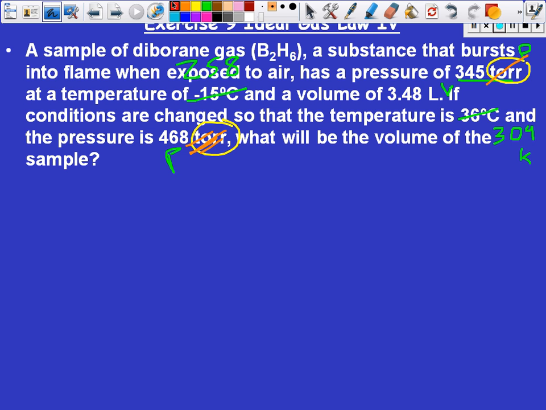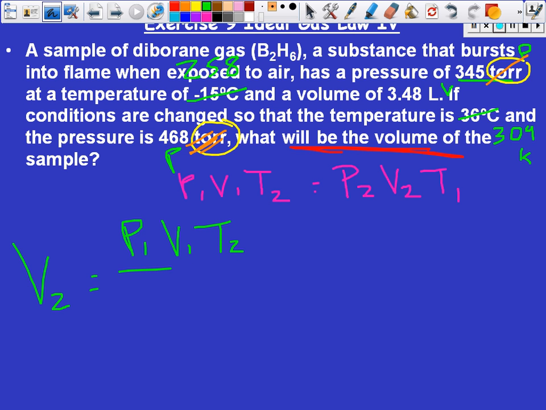And then the question is, what will the new volume be? All right, well, they've given us 2 P's, 2 T's, and 1 V, and they've asked for another V. Well, this is just your combined gas law, all right? So this is P1, V1, and then T what? Hopefully you said T2, because your tricky T's here. And so then you have P2, V2, and then T1. And again, what will the new volume be? So we're going to solve for V2. All right, so V2 is P1, V1, T2, all over P2, T1.